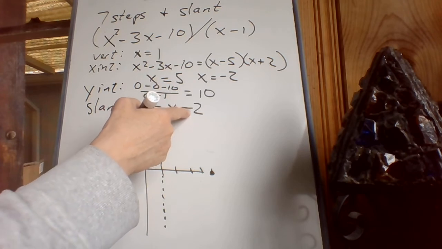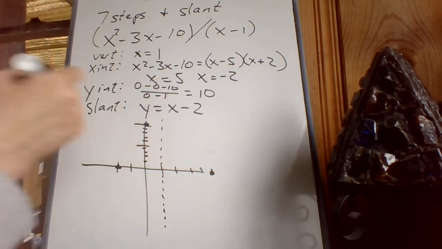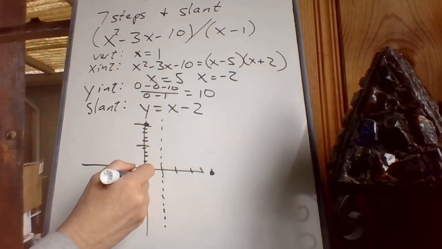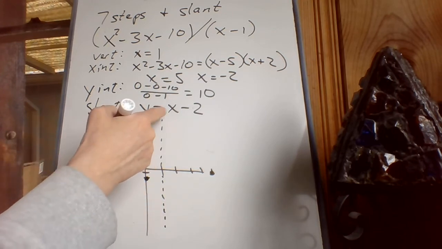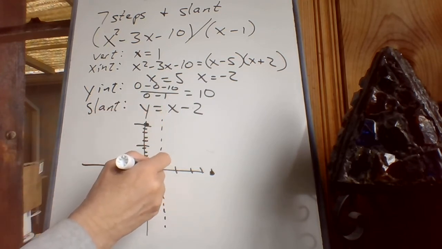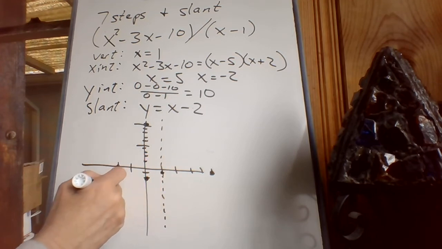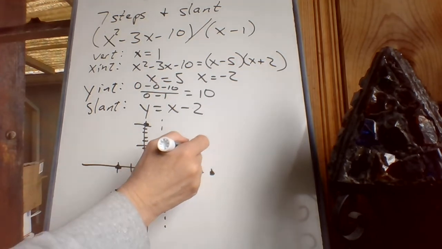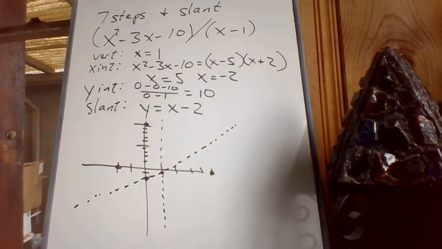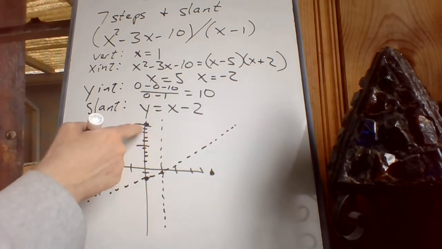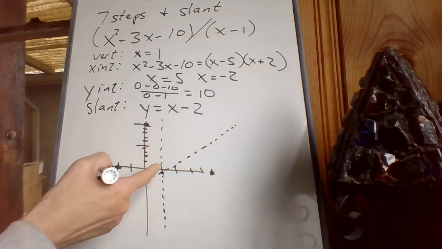So the y-intercept of the line itself is at negative 2. This isn't a dot that's on the function, it's just a dot that's on my slant. And then the slope says up 1 and right 1. So that's y equals x minus 2. It looks weird because my x and y axes are not to scale with each other.